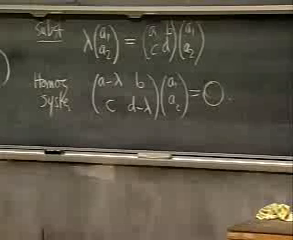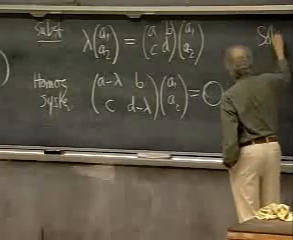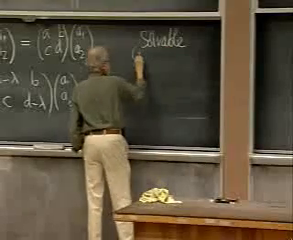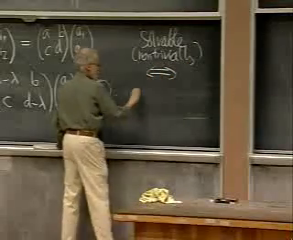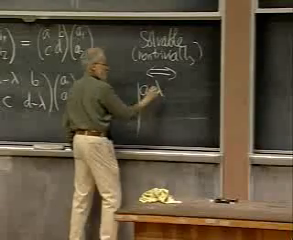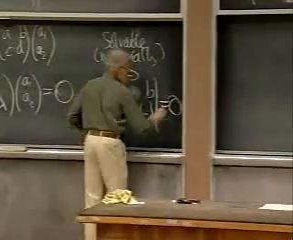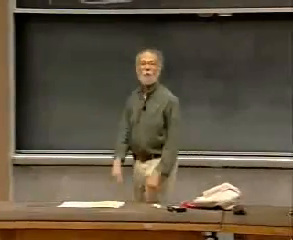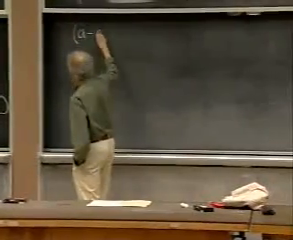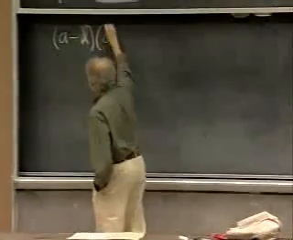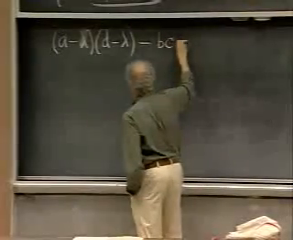Now this is solvable non-trivially. In other words, it has a non-trivial solution if and only if this determinant is 0. The determinant of coefficients is 0. Okay, let's now write that out, calculate once and for all what that determinant is. It's A minus lambda times D minus lambda, that's the product of the diagonal elements, minus the anti-diagonal, minus BC, is equal to 0.